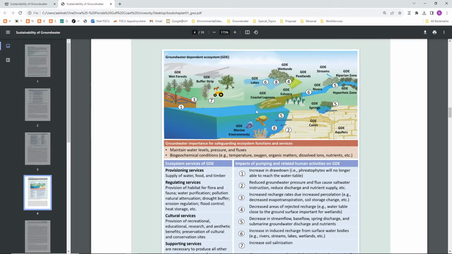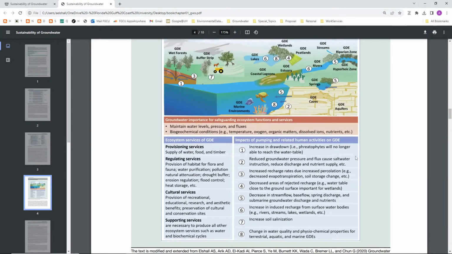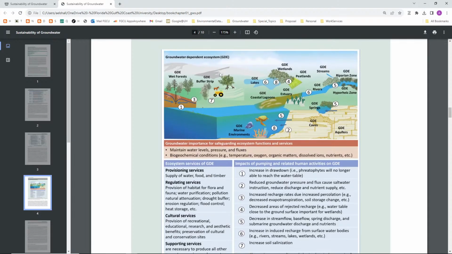What the story is telling you here is different groundwater dependent ecosystems. If you don't know what a GDE is, you read it here: groundwater dependent ecosystem. So here are different groundwater dependent ecosystems. Here I'm telling you the function, the importance of this groundwater. They maintain water level, pressure, and fluxes, and they have biogeochemical conditions.